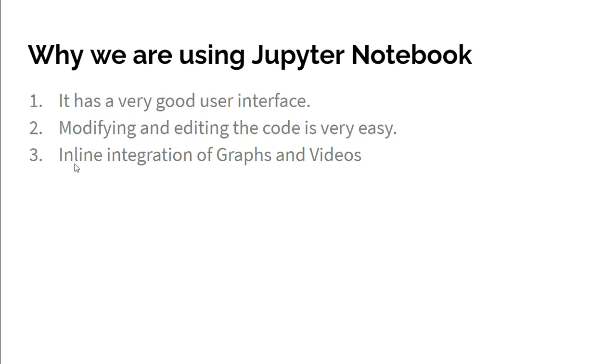Third is inline integration of graphs and videos. It is the best thing about Jupyter Notebook that you can integrate graphs and videos directly into the browser and you can visualize graphs and videos there. You cannot integrate that on the command line interface. It is a very good thing about Jupyter Notebook.